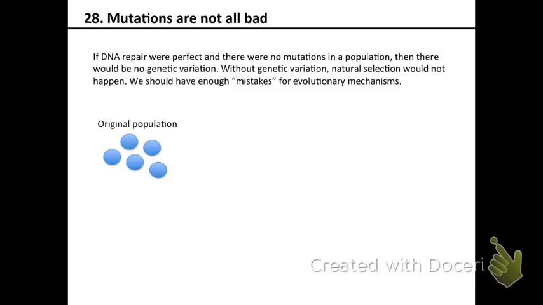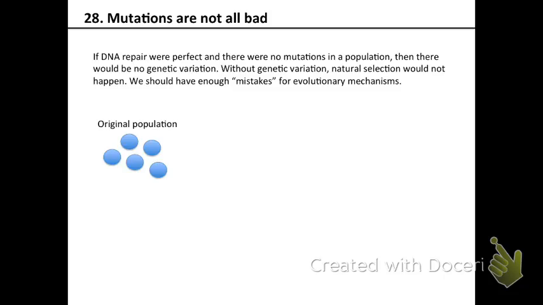All right. So we talk about mutations being all bad, right? But not all mutations are bad. A change in the DNA sequence can cause a problem, right? It can cause an amino acid sequence change in the protein, and that may affect the protein function. But sometimes it affects the protein function in a favorable way, given certain circumstances. So if DNA repair were perfect, right, there would be no mutations in a population, and there would be no genetic variation. And that's not good.